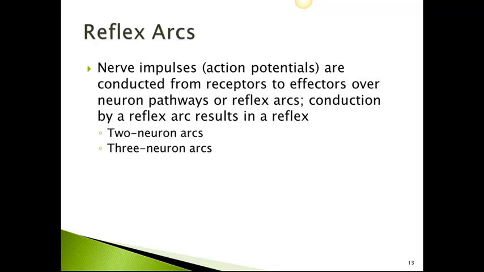There's a two-neuron arc, which consists of a sensory neuron synapsing in the spinal cord with a motor neuron. And then there is also a three-neuron arc, which consists of sensory neurons synapsing in the spinal cord with interneurons that synapse with a motor neuron.